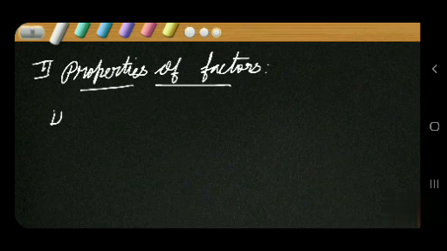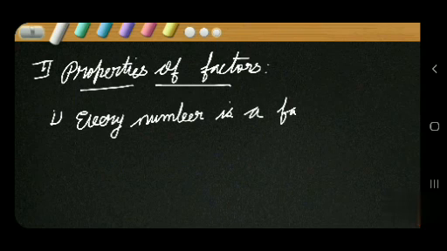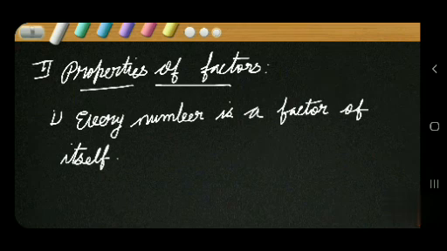So first one, write down: every number is a factor of itself. This is very clear. Why? Every number can be written as 1 into that number. So every number is a factor of itself. That is very clear, isn't it? No explanation needed, I think. So write down the first property. Every number is a factor of itself.